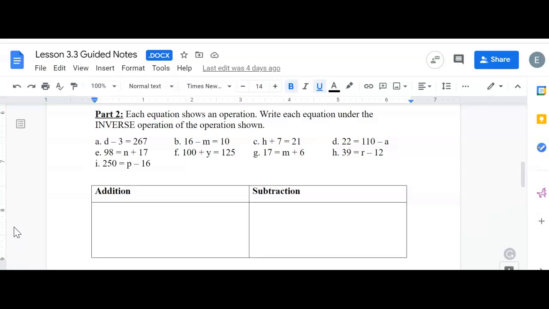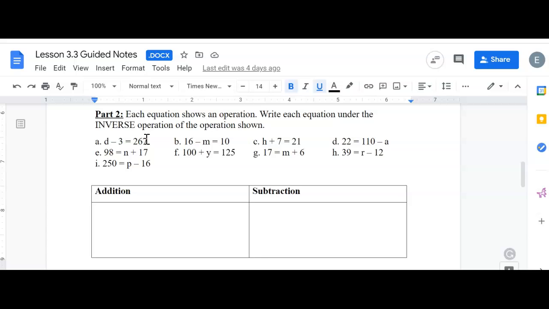All right, now that we know they are inverse operations of each other, the inverse of subtraction is addition, and the inverse of addition is subtraction. So when we're trying to get rid of a number to have the variable by itself, you use the inverse operation. So what I'd like for you to do is go ahead and write the equations under the inverse operation of the operation shown. So d minus 3 equals 267.